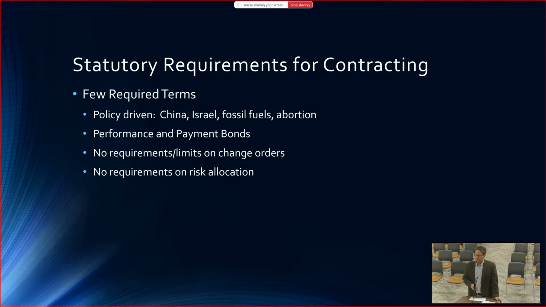Performance and payment bonds are required for public works contracting, which is really the world we're going to be in for this discussion. But again, no requirements or limits on change orders or how those are handled, and no requirements on how risk allocation is handled.